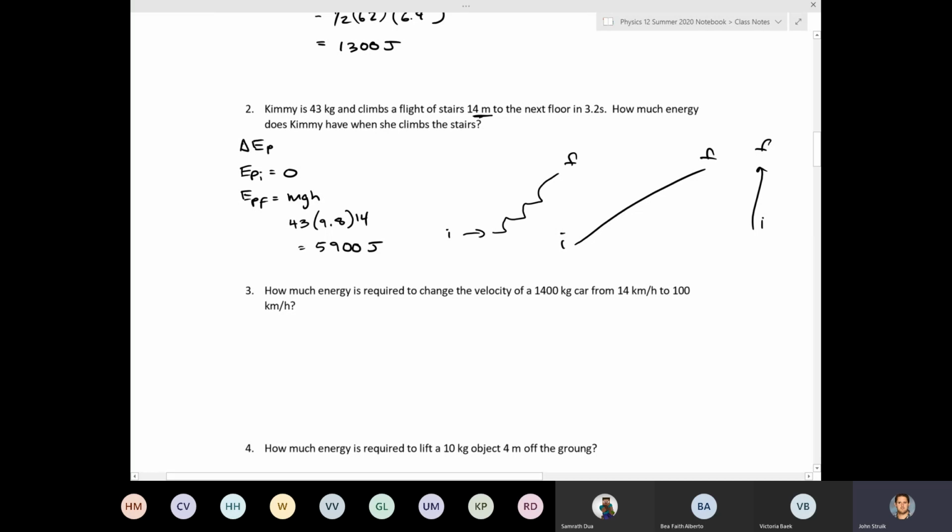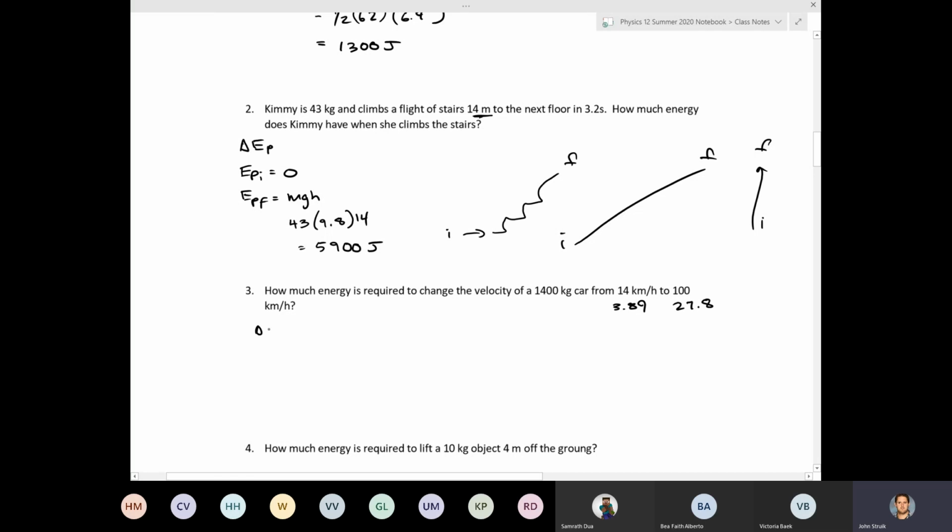So 14 divided by 3.6 is 3.89, and 100 divided by 3.6 is 27.8. Does anyone not know how to do that? Change kilometers an hour to meters per second. Remember to divide by 3.6.